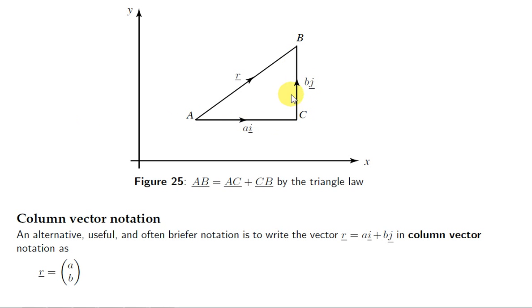Now if we want to sum these two vectors, we just apply the triangle law. Make sure they're laid out like this. The tail of vector bj coincides with the head of vector ai. So to sum them, we join the tail of the first vector, vector ai, to the head of the second vector, bj.